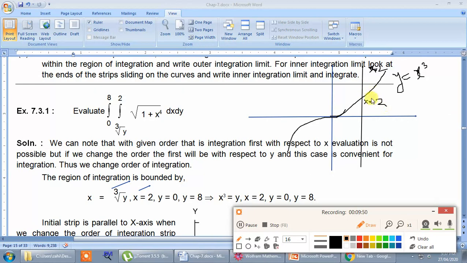So this is your x equal to 2, and this is your y equal to x cube. If you put x equal to 2 here, we get 8. So y is equal to 8. So what is the point of contact? So this point of contact, number 2 point of contact, this one.